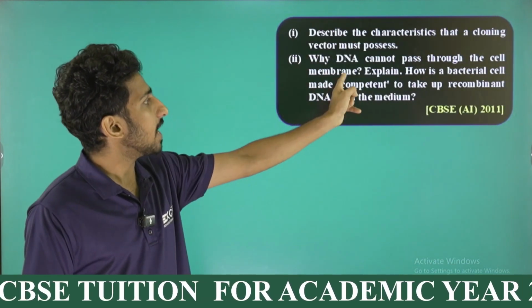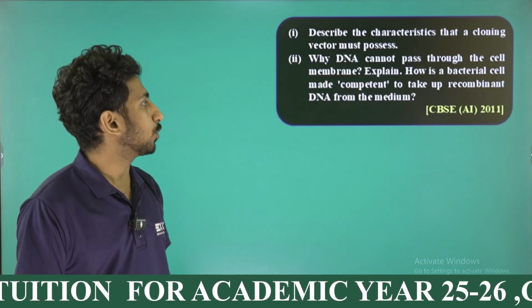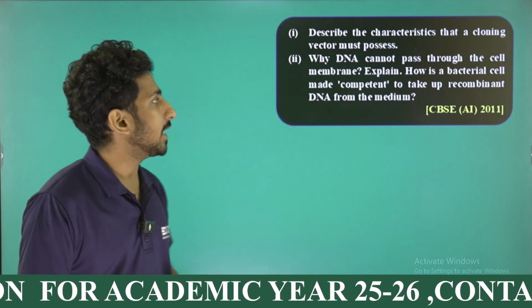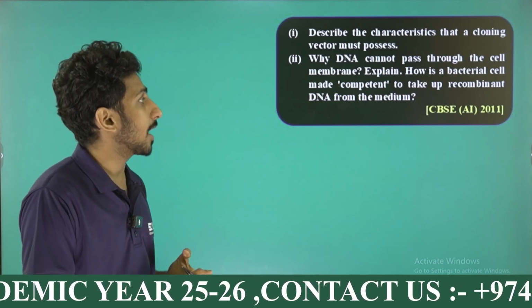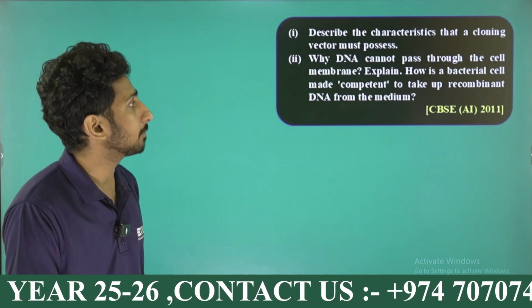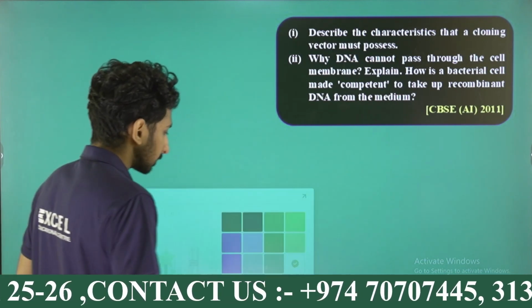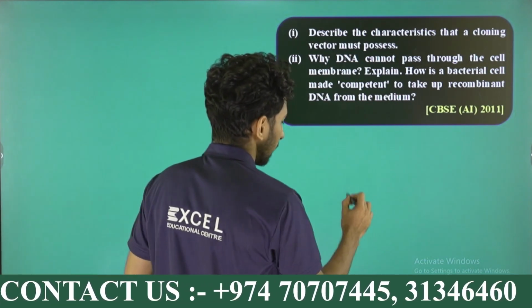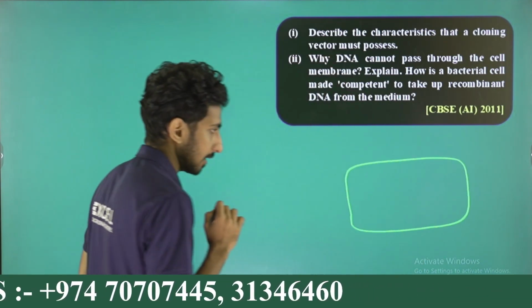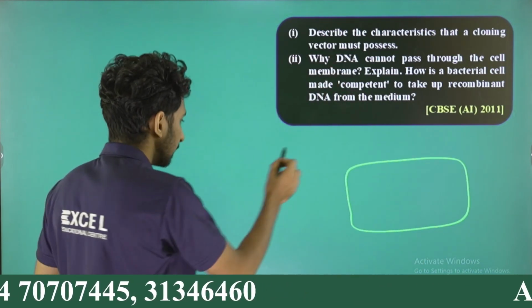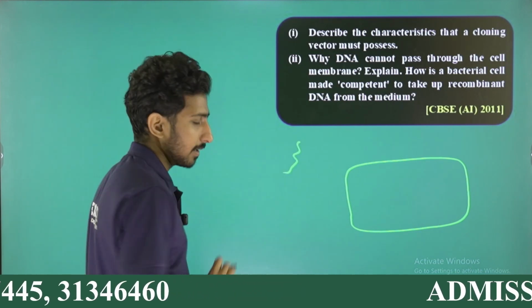Second one, why can DNA not pass through the cell membrane? Explain how a bacterial cell is made competent to take up recombinant DNA from the medium. Okay, listen. This is a bacterial cell. This is a DNA.